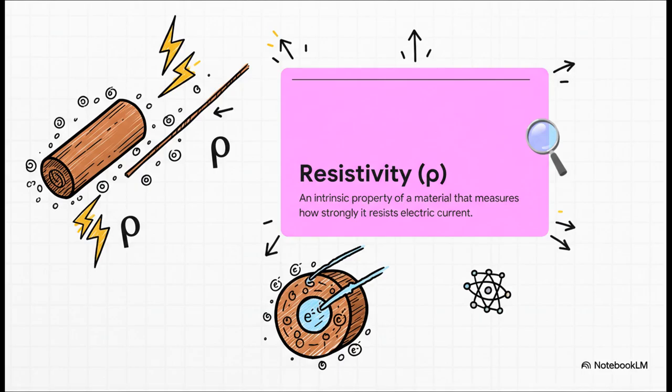Okay, so think of it this way. Resistance depends on an object's length and thickness, right? But resistivity is a fundamental property of the substance itself. Copper has a certain resistivity, period. Doesn't matter if it's a huge cable or a microscopic wire. Resistivity is the true measure of how much a material inherently fights against the flow of electrons.